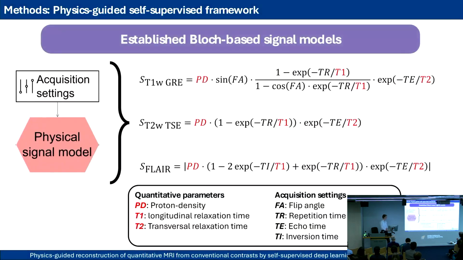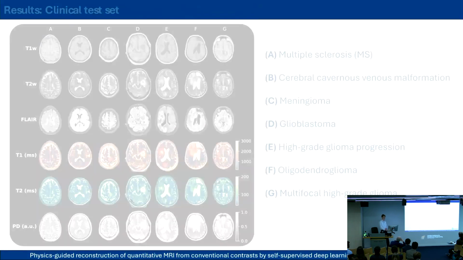Then when we zoom in on the physical signal model, for this we used some established block-based signal models in closed form. So for each contrast we have the block-based signal model, and I highlighted in red the quantitative parameters that we want to predict, which are inputted in these equations, as well as the acquisition parameters of the input contrast: the flip angle, repetition time, echo time, and inversion time. And since there's some variation in these acquisition parameters in the data set, we hope the model can generalize quite well, as we'll see later.